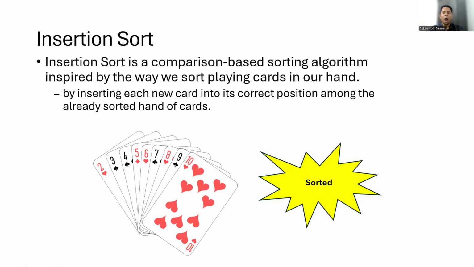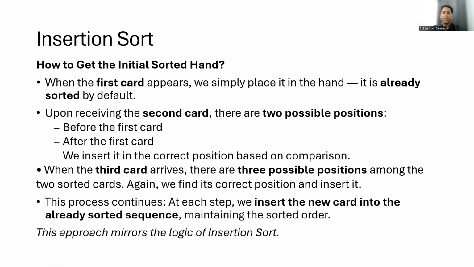Now, the question is how do we get the sorted hand in the first place? The initial sorted hand. The answer is that whenever we receive the first card, it is already in sorted order, because we have only one data, so it is always sorted. Now, whenever we receive the second card, there exist two possible positions for that new card. One is before the first card, another one is after the first card. So based on the value, we have to insert the new card in its appropriate position.